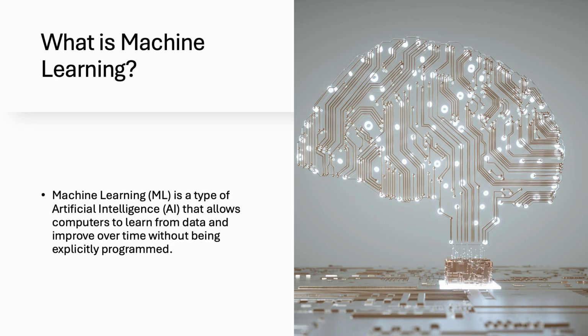Let's start with the basics. What is machine learning? Machine learning, or ML for short, is a type of artificial intelligence that allows computers to learn from data and improve over time without being explicitly programmed. In other words, instead of telling a computer exactly what to do, we give it data and let it figure out patterns and make decisions on its own.